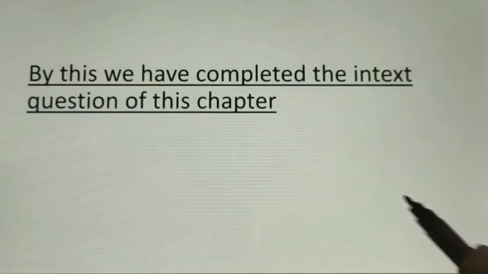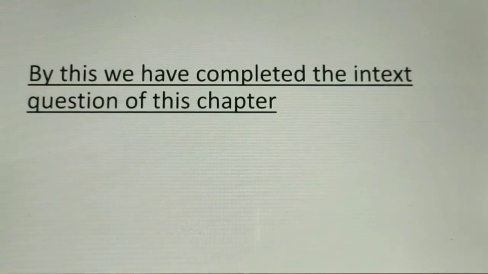So by this we have completed the in-text questions of this chapter. So please do the exercise questions which are present at the end of this chapter.